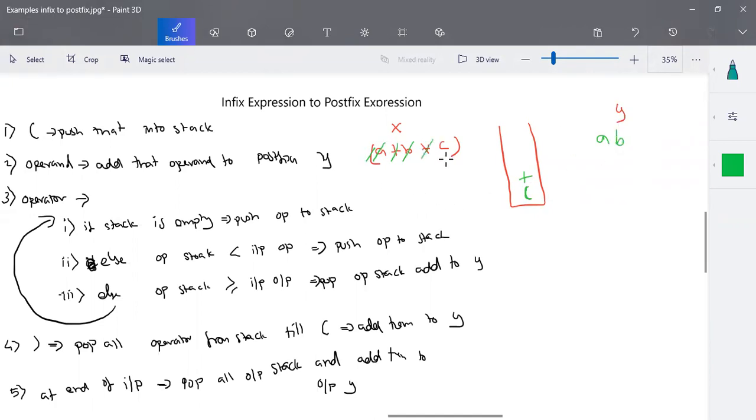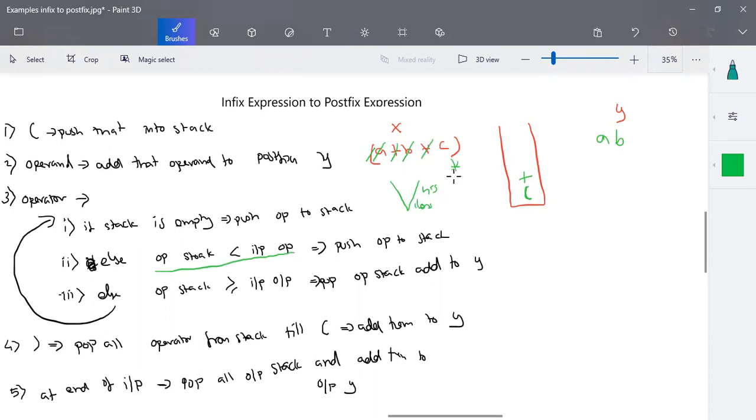The next element to be scanned is star. Star is an operator and the stack is not empty. When the stack is not empty, we check the precedence of the operator on the top of the stack against the input operator. Okay, and we know we follow an inverted triangle rule, where the highest precedence can be placed on top of lower precedence.